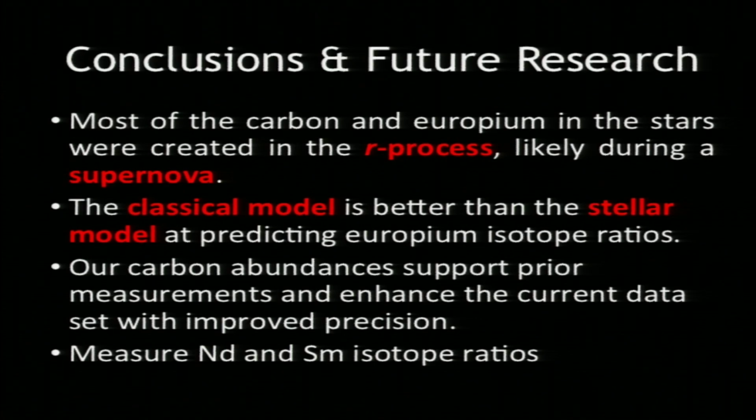So in conclusion, most of our carbon and Europium shows that all of these elements were primarily created in R process events, which happen during a supernova. We also found that the classical model, although it's better than the stellar model at predicting Europium isotopic ratios, is still inaccurate because of the lack of research. And we also found that our carbon abundances validate our measurements and support prior measurements in the literature.